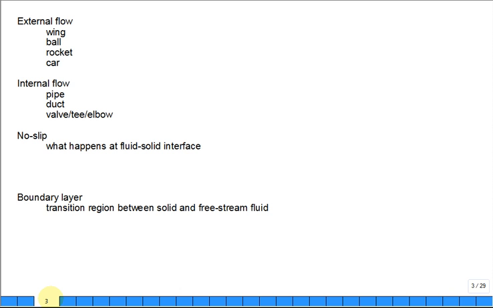We have a classification of the flow which is external to an object. Typically we have solids and then we have fluids either through or around the solid. So an airplane wing, a solid surface, and we have the flow around it.